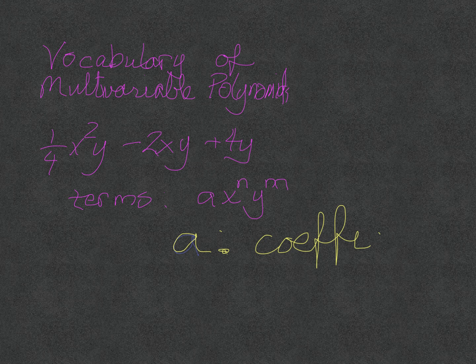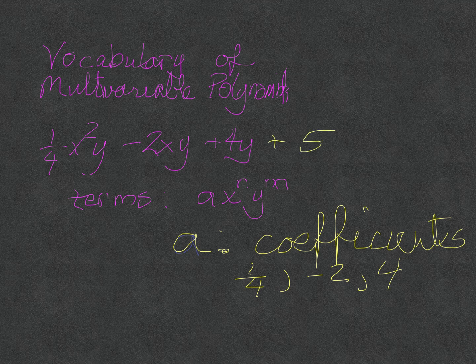Coefficients. And so in this case, our coefficients are 1/4, -2, and 4. All right. If we even had a constant term, then that would be a coefficient as well. So those are our coefficients. If we had a constant, we would call it the constant coefficient, right?